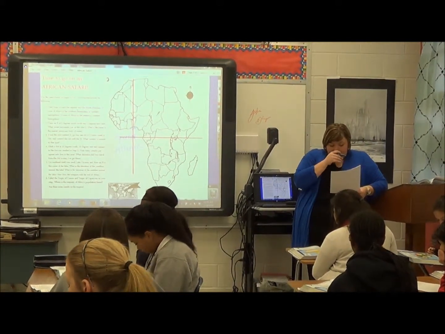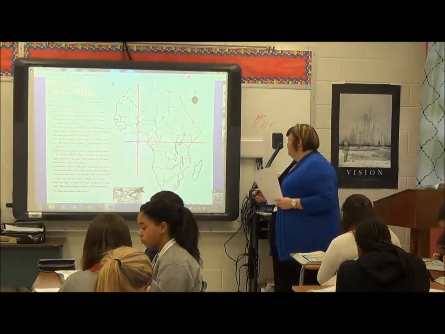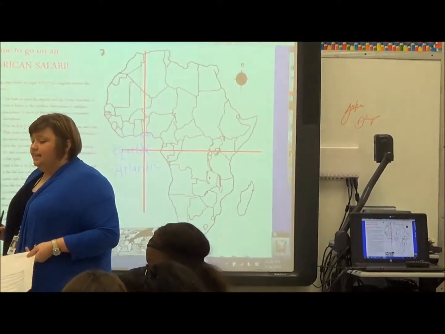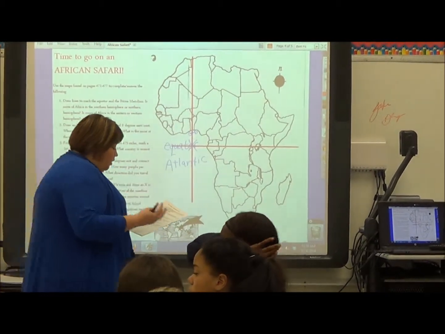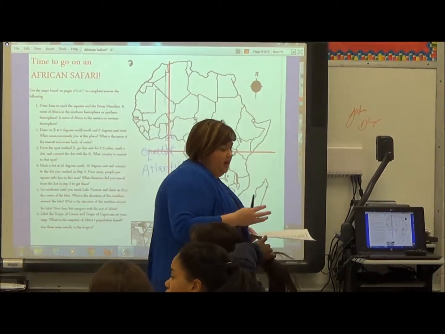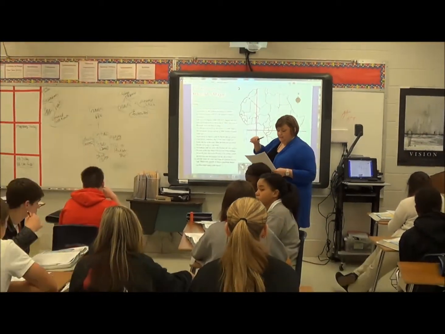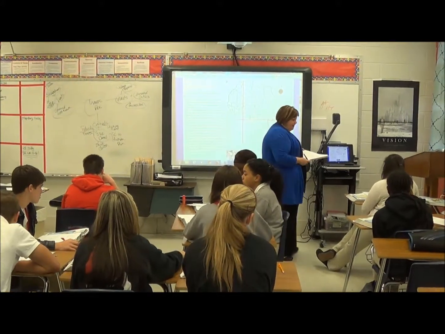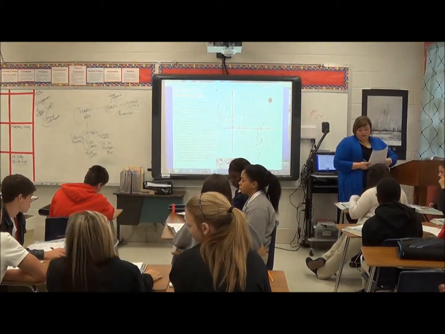Number 5 asks you to go southeast until you reach Lake Victoria, which is going to be right in here. I want you to look at the elevation around the lake and tell us what exactly the elevation was at the coastline. All right, Jay? 1,640 feet. 1,640 feet. That is the elevation of Lake Victoria.